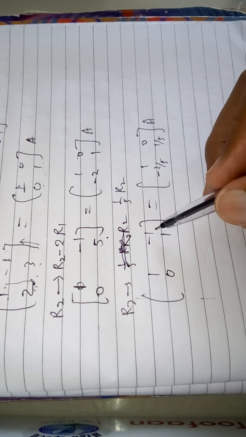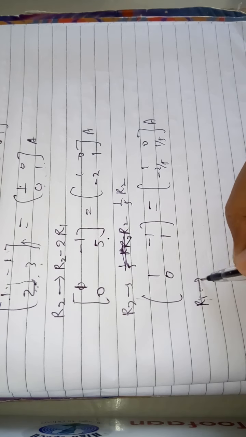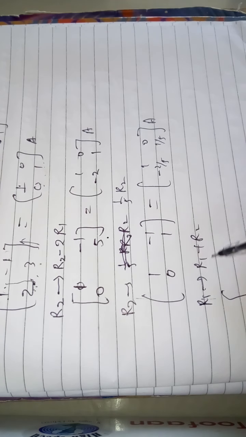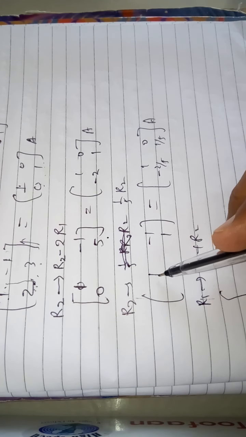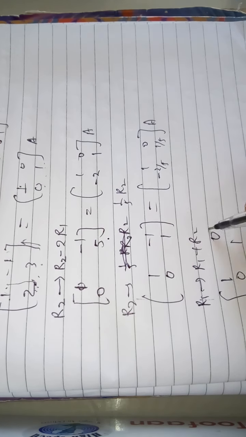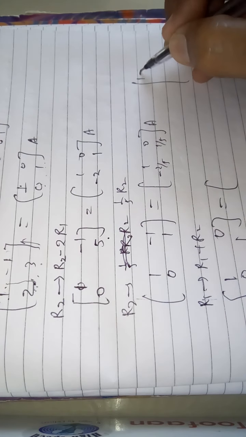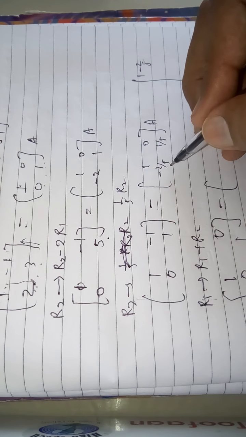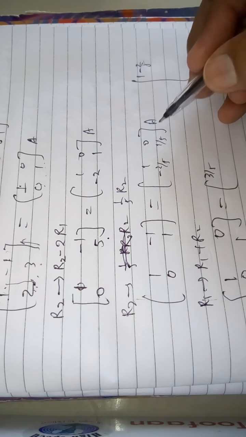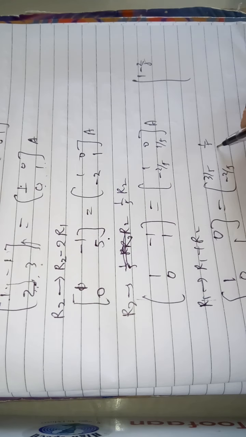This value should change to 0, so R1 tends to R1 plus R2. R1 plus R2 gives 1 0 on the left. On the right, 1 plus 2 by 5... 1 plus minus 2 by 5 is 3 by 5, and 0 plus 1 upon 5 is 1 by 5. R2 stays the same, minus 2 by 5 and 1 by 5.